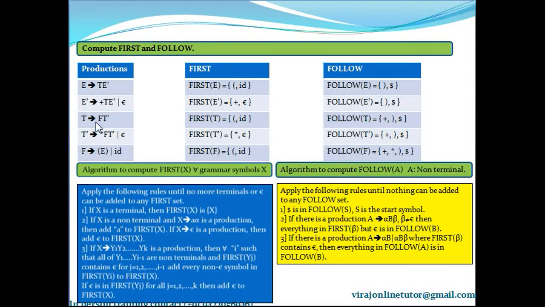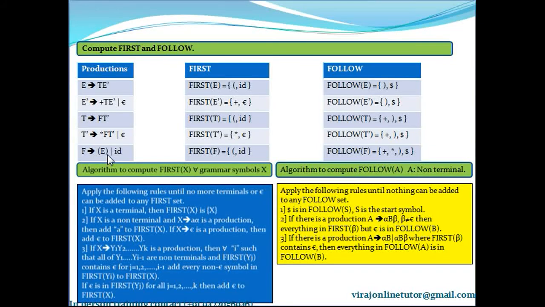Okay. Next, apply here. Alpha B beta. Does first of T dash contain epsilon in it? Yes. So whatever is in follow of T, you copy it into follow of F. Apply that rule here. Alpha B beta. Does first of T dash contain epsilon in it? Yes. So whatever is in follow of T dash, you copy it into follow of F.